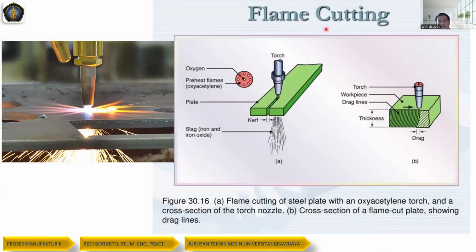And then the flame cutting. So they cut the metal by using flame, with oxygen and oxyacetylene gas. And this is the torch. This is the slag iron after the welding. And this is the workpiece. Also, this is the posture of the metal after the cutting. Cross section here.